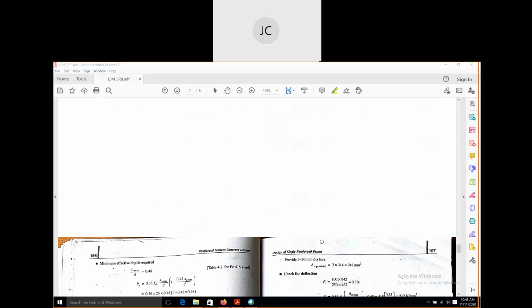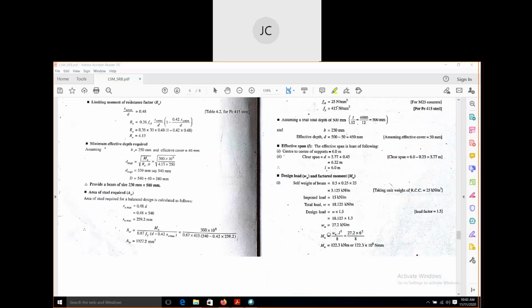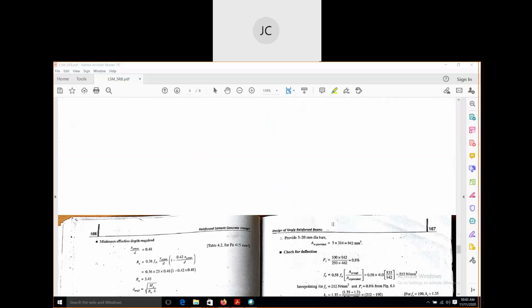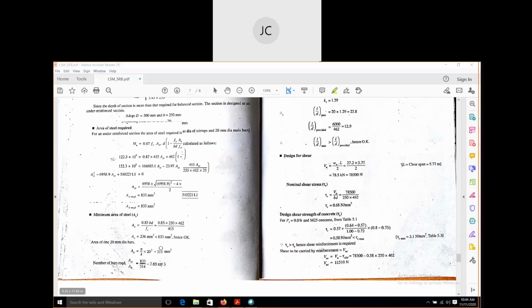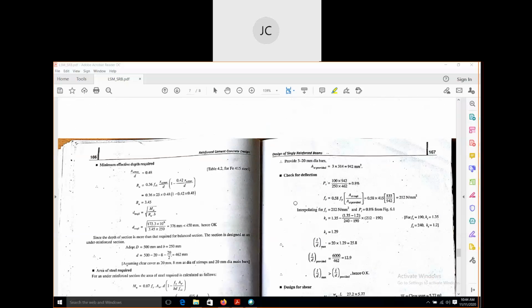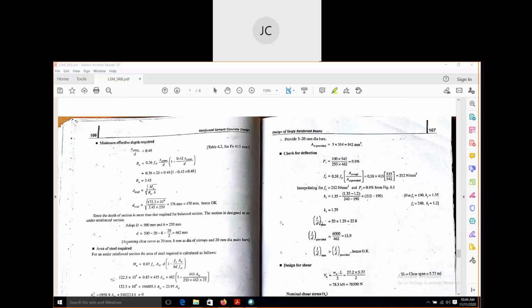So in this problem, this part I think all of you have solved it. This moment of resistance, then up to this part, area of steel. I hope all of you can do it because this part is very simple. Up to AST, area of steel provided. If you go through the problem, you will understand, and I explain this part also. And if you have any problem, you can ask me. Okay. So now I will explain this part.